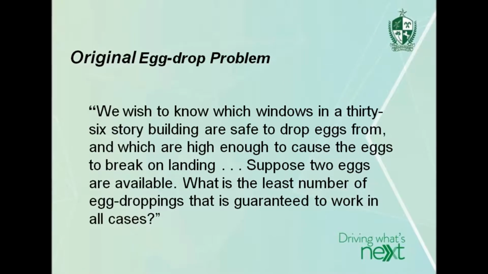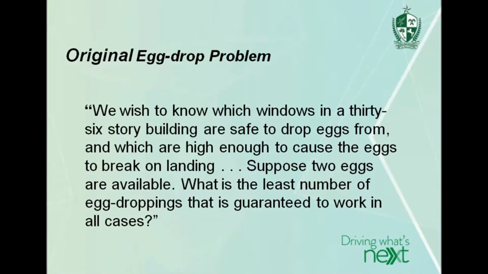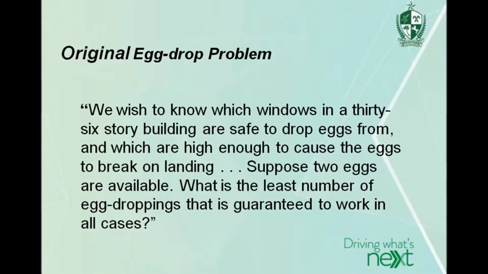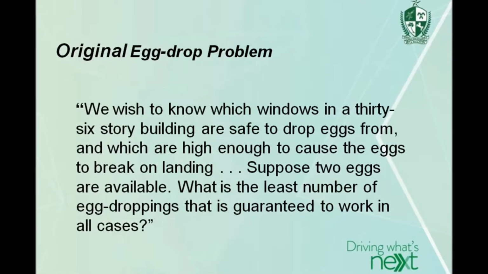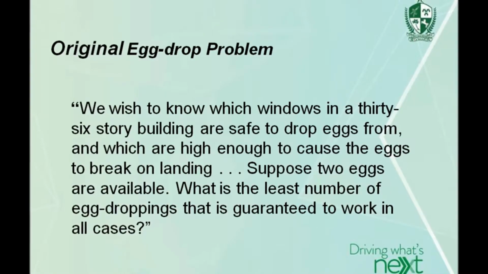We wish to know which windows in a 36-story building are safe to drop eggs from, and which are high enough to cause the eggs to break on landing. Suppose 2 eggs are available. What is the least number of egg droppings that is guaranteed to work in all cases?